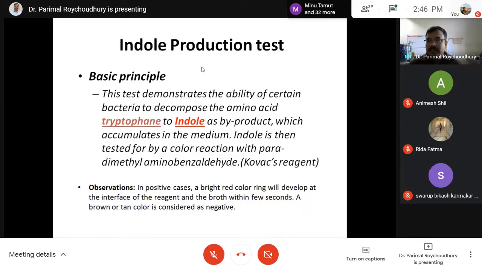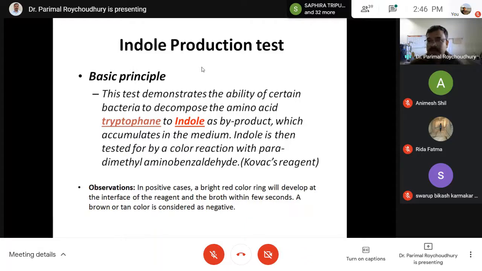So this test is based on breakdown of amino acid tryptophan. Please note it down. This is a very frequently asked question. It has been seen that there are certain bacteria which can break amino acid tryptophan. Remember, only the tryptophan, and that decomposition of tryptophan leads to production of a compound called indole. So indole production inside the tube or the media can be detected with a color reaction, and for that we use a substrate called para-dimethylaminobenzaldehyde.